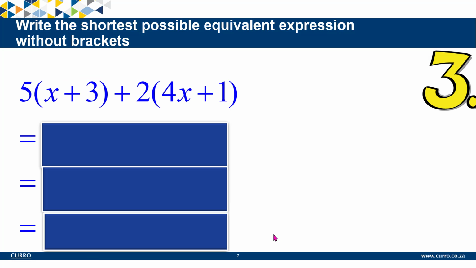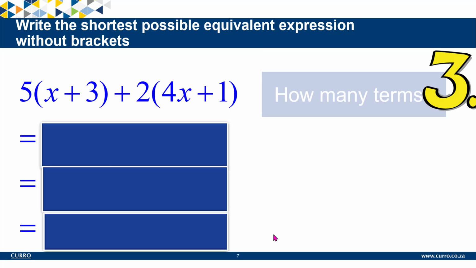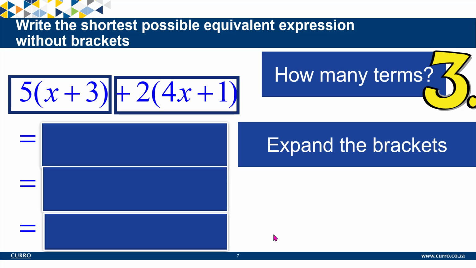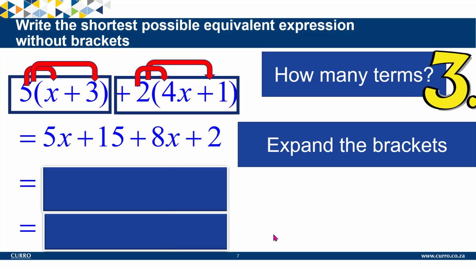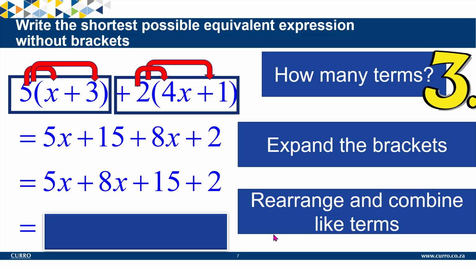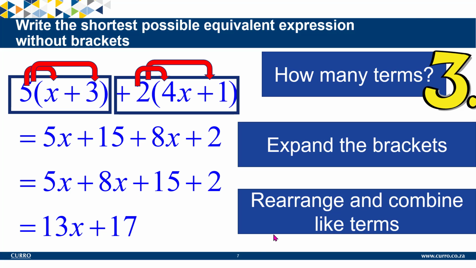Let's level up. Example 3. How many terms? 2 terms. Well done. In each term, we will have to expand the brackets by using distribution. So the first term will become 5x plus 15, and the second term 8x plus 2. Now we've got 4 terms. Let's rearrange and combine like terms. So the 5x plus the 8x are like terms, and that will give us 13x plus 17.